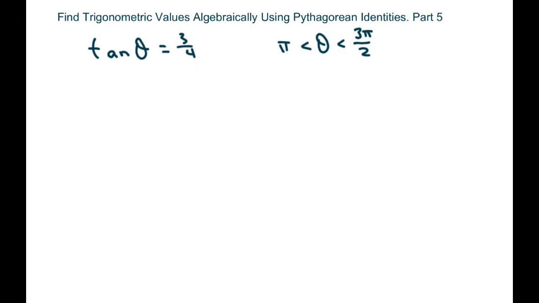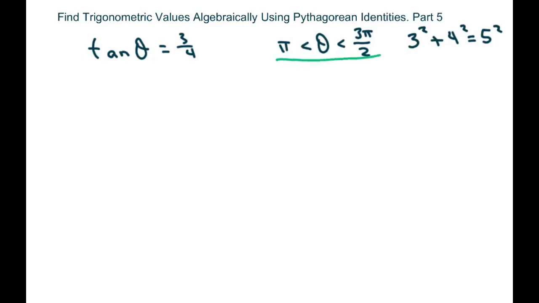We need to find the trigonometric values of theta, our angle, algebraically using Pythagorean identities. On these two sections, we're dealing with 3 and 4, and basically we don't really need to do that. If you know your triples, we know that 3 squared plus 4 squared equals 5 squared. So basically we can just fill everything in.